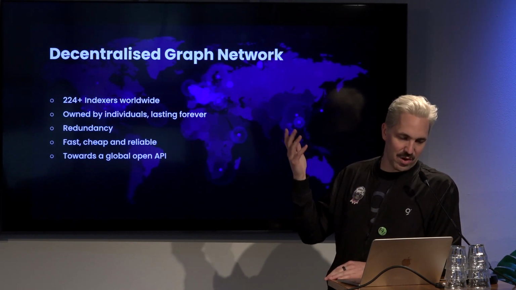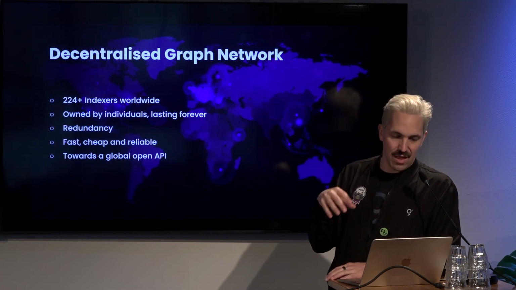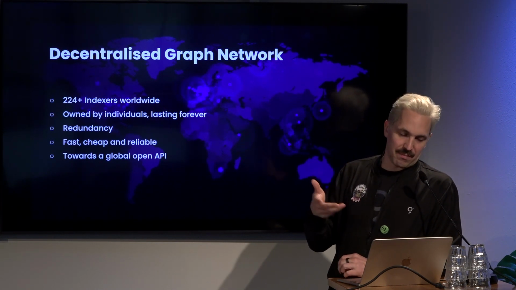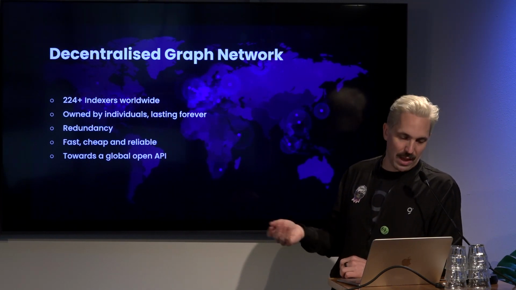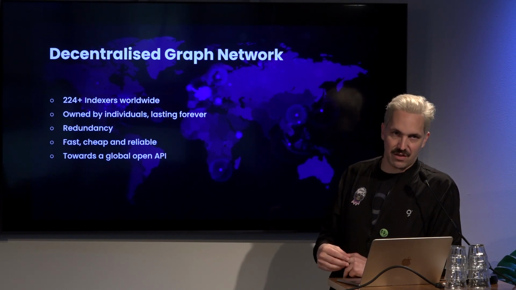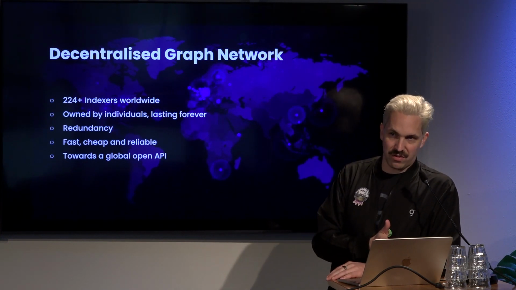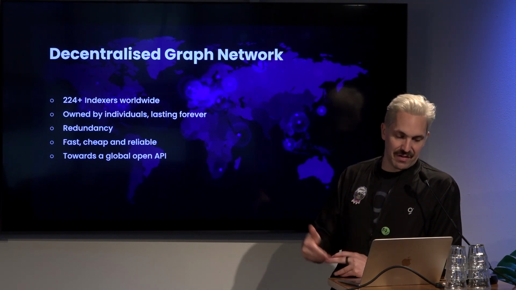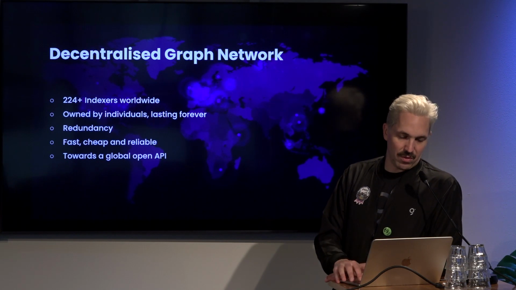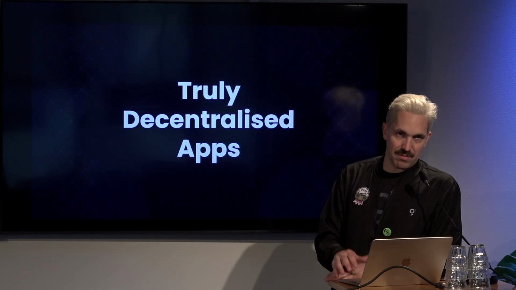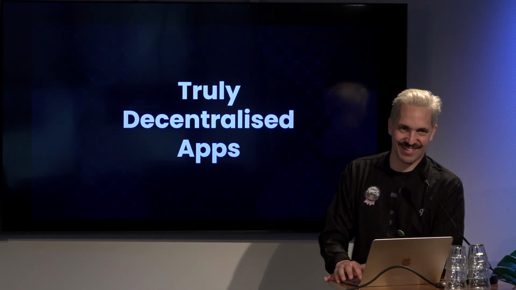There are more than 200, actually now it's 440 indexers worldwide. These are individual entities that run Graph nodes or run an indexer for us to serve the queries. And that also gives this redundancy across the globe. When we publish a subgraph to the decentralized network, usually 10 to 15 indexers start to index that subgraph. And when one indexer goes down, then another one is there to jump in. That gives us a very fast and cheap and reliable option for our data needs. And that's also us going towards this global open API, which enables us to build truly decentralized apps. The D in dApp is for decentralized, and now we can actually do it again.